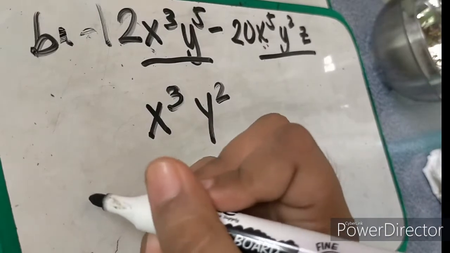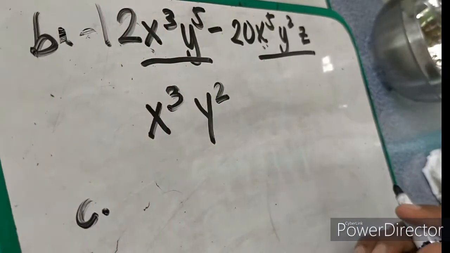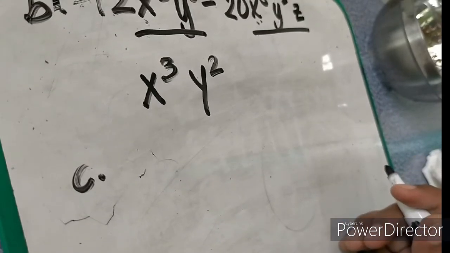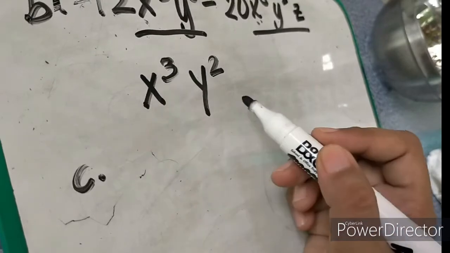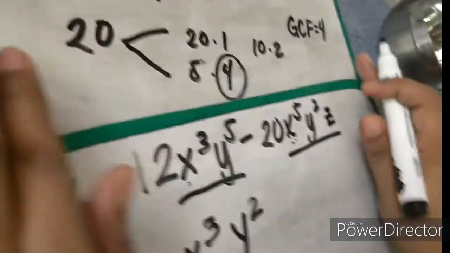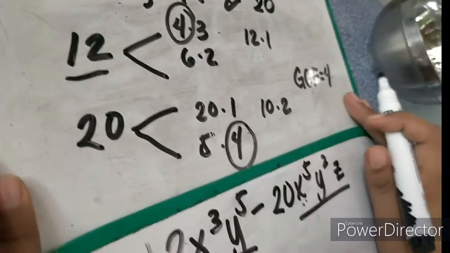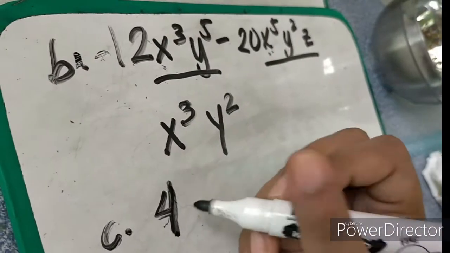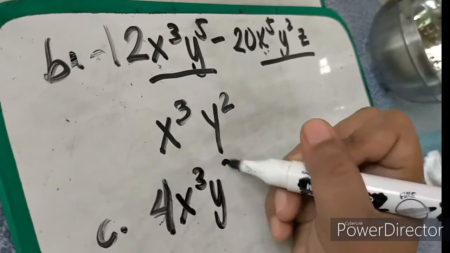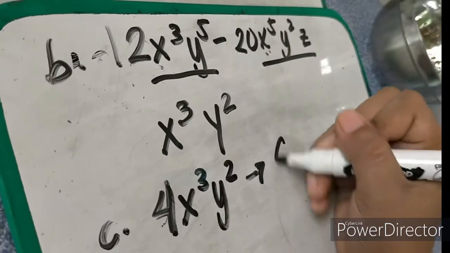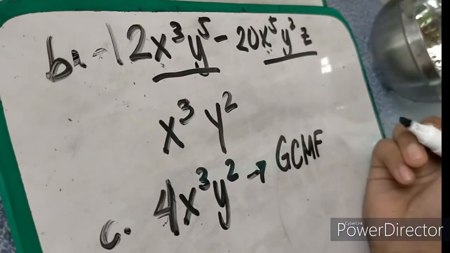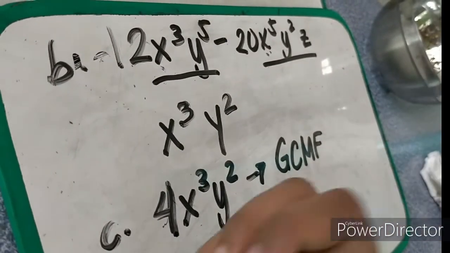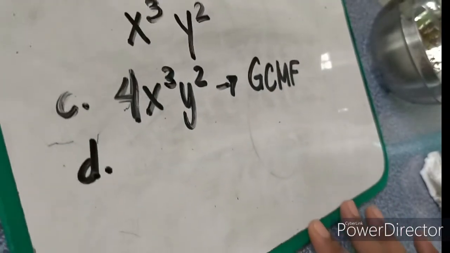Ano naman ang step 3? So, let's have step 3 or step C. Ayan. Sa step C, you will combine the GCF and the common variable. So, ang ating GCF again ay 4, at ang ating common variable ay x cubed y squared. At yan yung tinatawag nating GCMF, greatest common monomial factor.